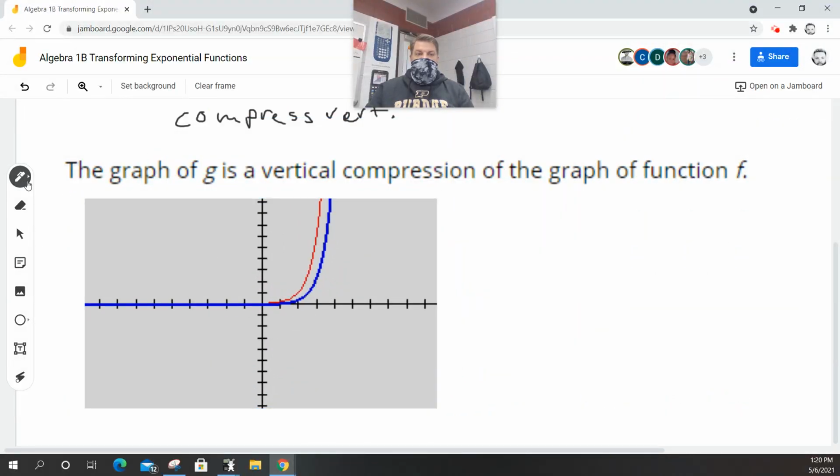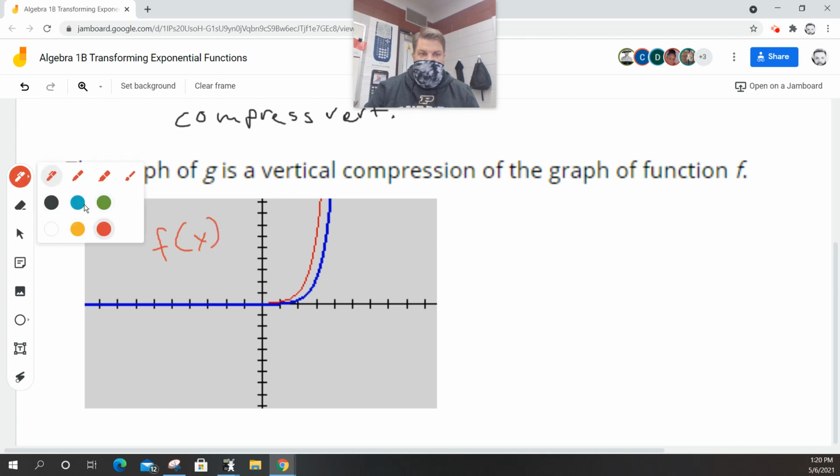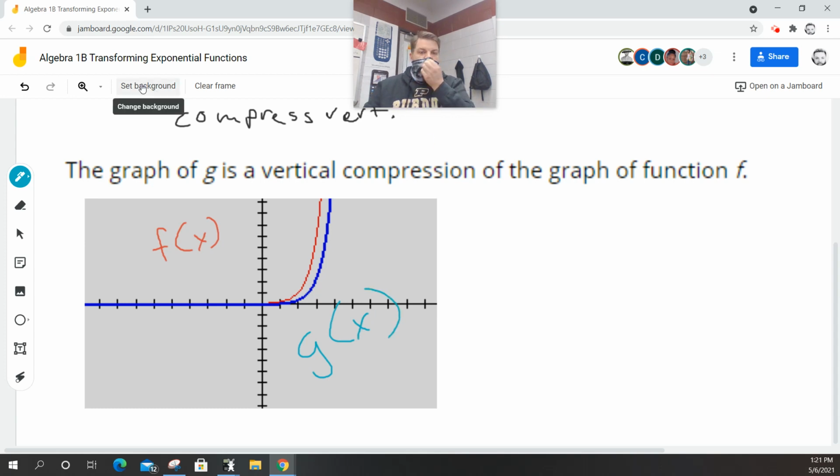So let's just label this so you know what we're doing. So the red one is f of x, and the blue one is g of x. That's it.